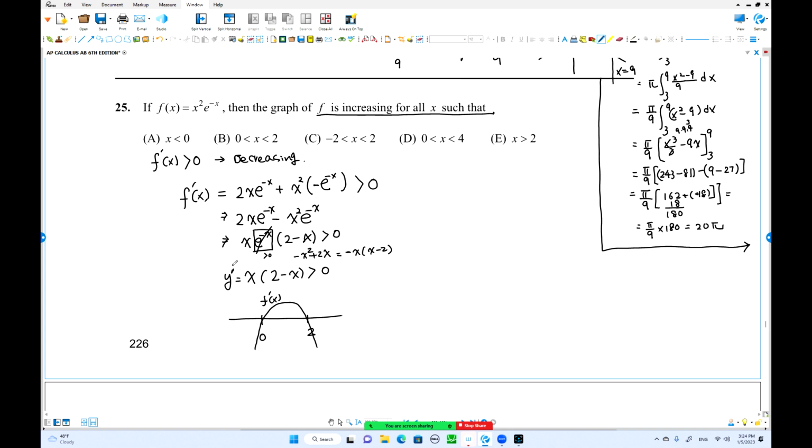So this part is minus, all the way decreasing. Here, plus means increasing. After 2, it is decreasing again. So it is increasing only on the interval between 0 and 2. If x is between 0 and 2, f prime x is positive. That means f of x is increasing on 0 to 2. So 0 and 2 is the answer.